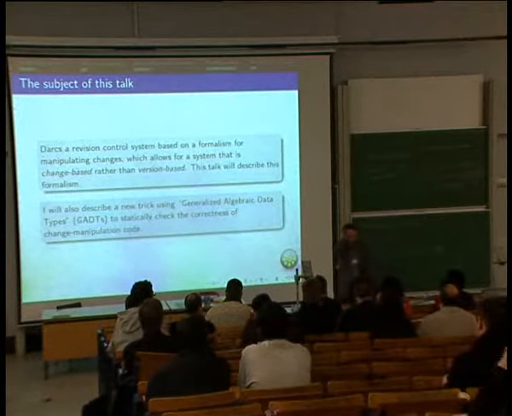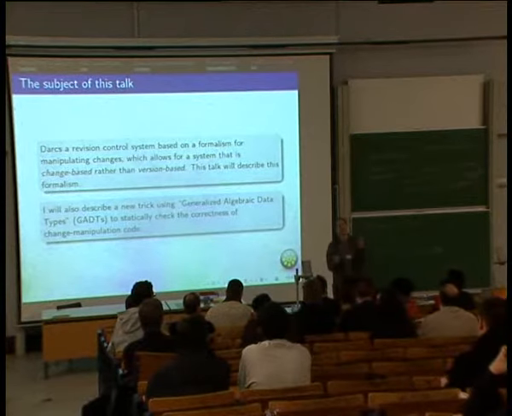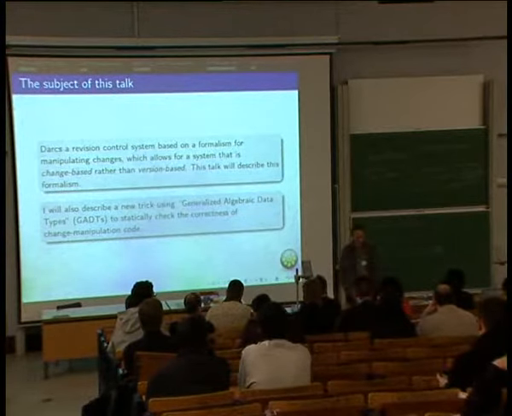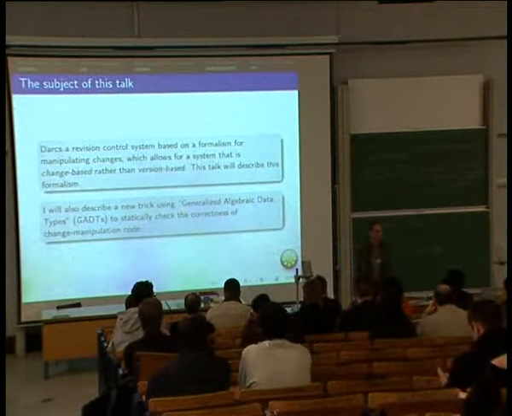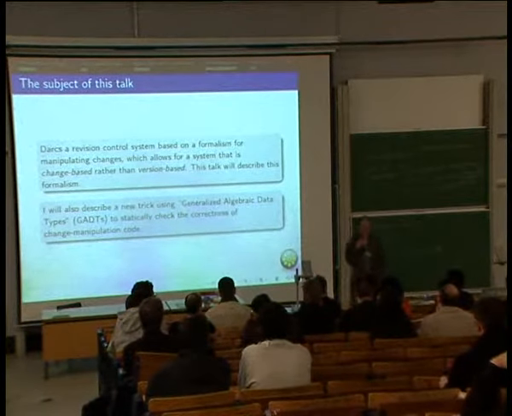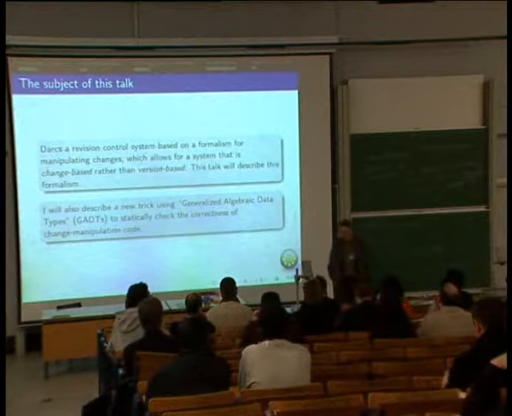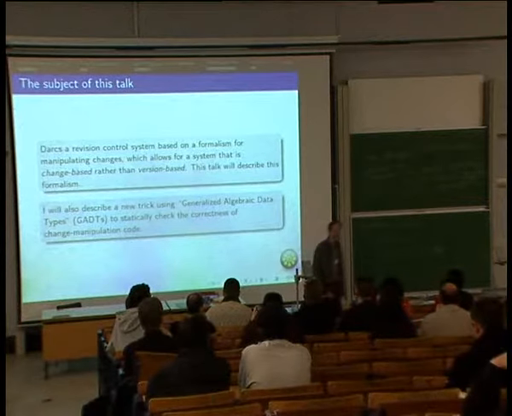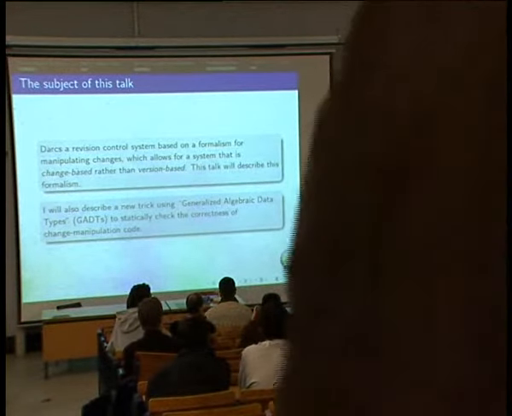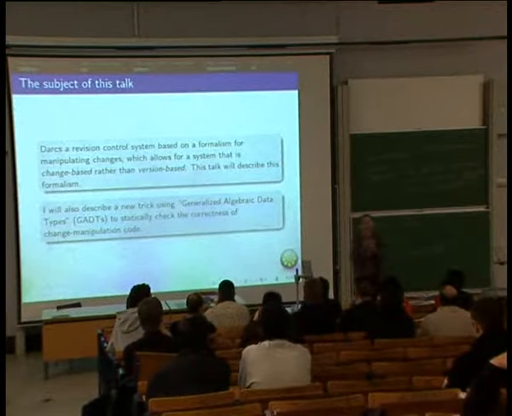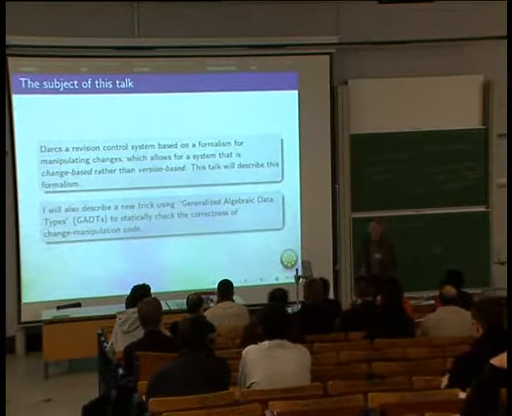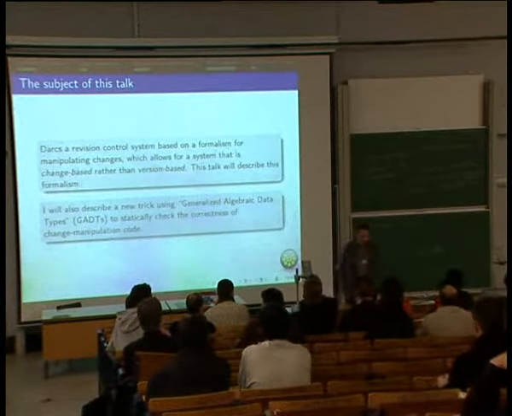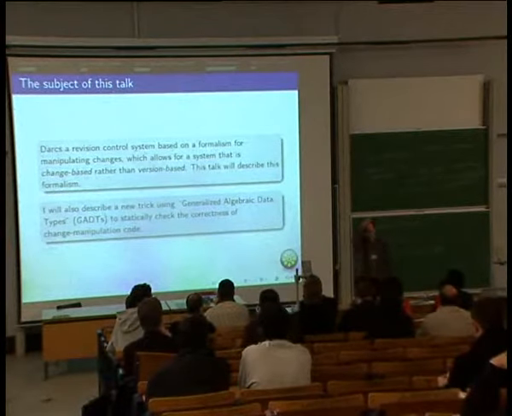Sorry about that. So, Darcs is based on a formalism for manipulating changes. And most of the talk, or half of the talk basically, will be on the subject of that formalism. The other half, which is all integrated together, will be describing a new trick that is being implemented in Darcs using what's called generalized algebraic data types to statically check a large number of properties of our code so that we can avoid, obviously, bugs, which I find to be very cool, but it's also rather confusing, potentially.